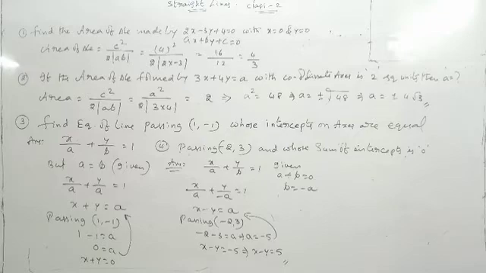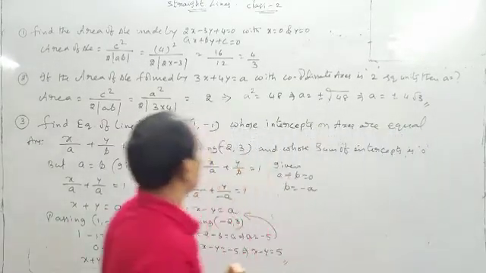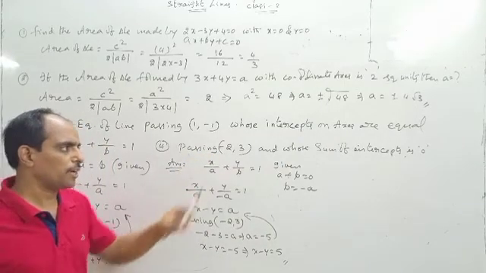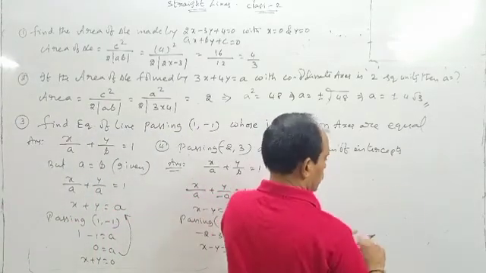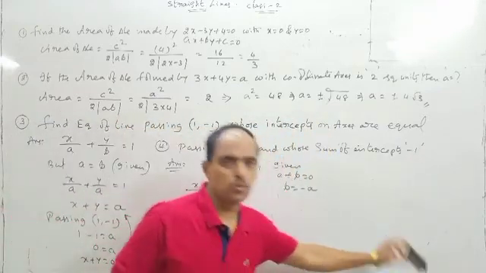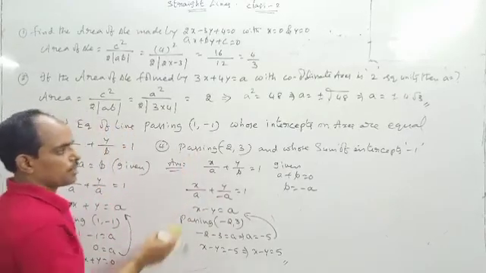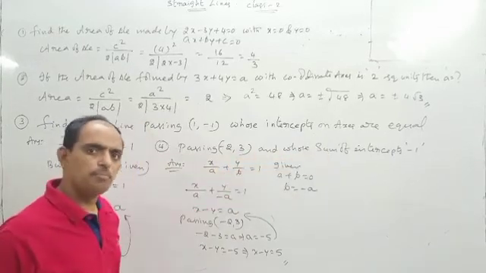Okay, now next question. You see the next one. Find the equation of the line passing through the same point minus 2 comma 3 whose sum of intercepts is minus 1. Sum of intercepts is minus 1. These are slightly lengthy problems. Find the equation of the line passing through minus 2 comma 3 and whose sum of intercepts is minus 1.